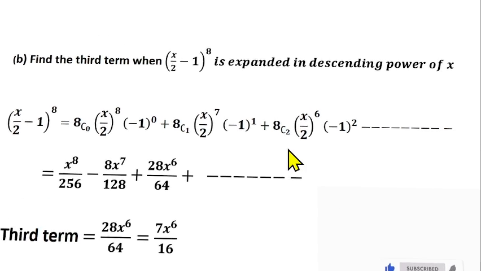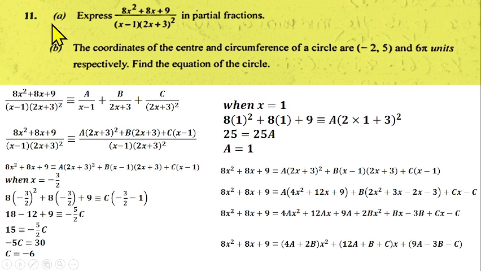Let's go to question number 11. Question number 11 is from partial fraction, then we have equation of circle. So question number 11a is from partial fraction. You have to solve this fraction partially: 8s squared plus 8s plus 9 over s minus 1 into 2s plus 3 squared.